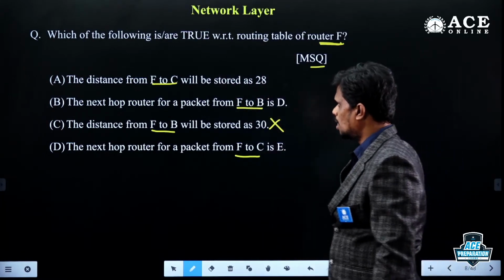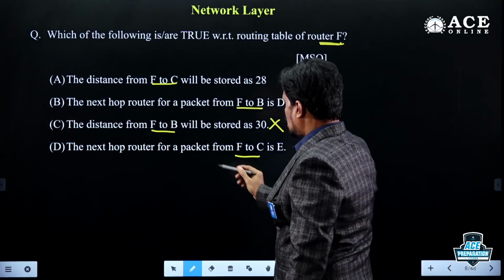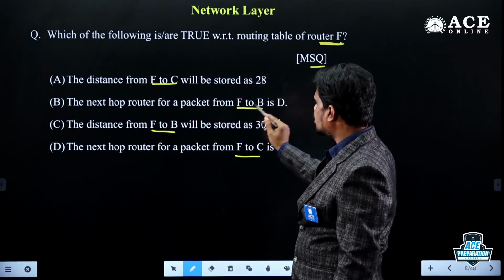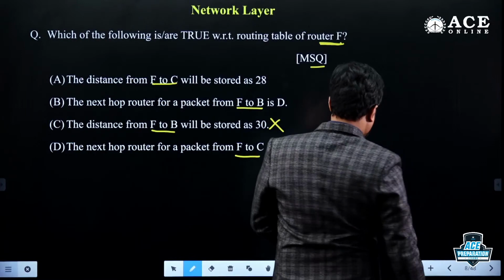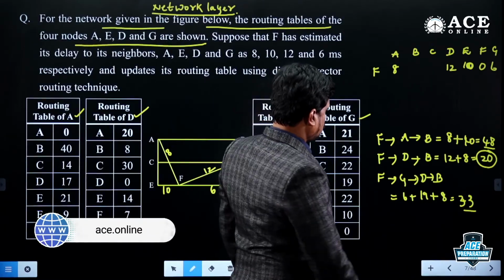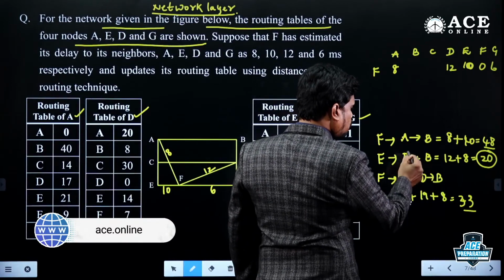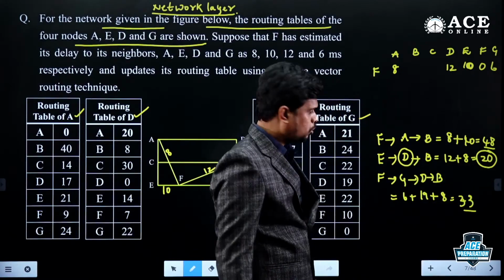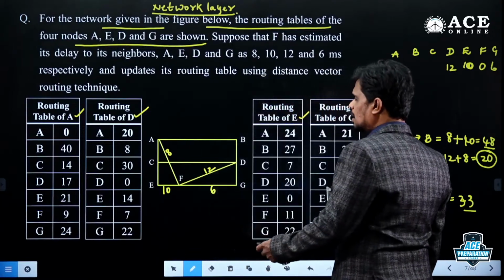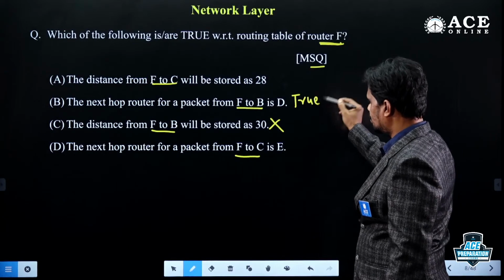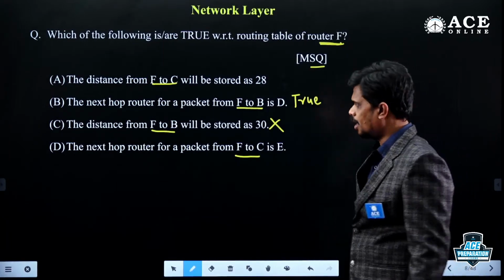Next, look at this: the next hop router for a packet from F to B is D. Is it correct or not? F to B is D. Verify. Yes, F to B next hop router is D. Then only we are having the shortest cost. So it means that option B is true here. I hope you are getting me, right?